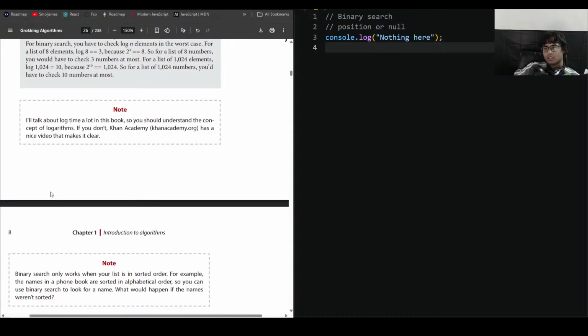I'll talk about log time a lot in this book, so you should understand the concept of logarithms.